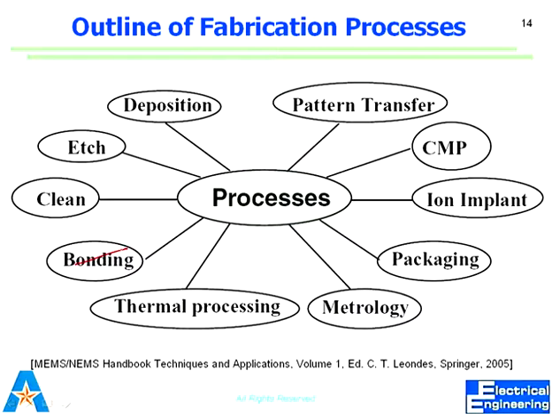What do we do? We make a thing called a mask set. Masks are transparent slides or plates on which we make these designs. Some parts of it are opaque, some are transparent. We use that to transfer our design onto our wafer.